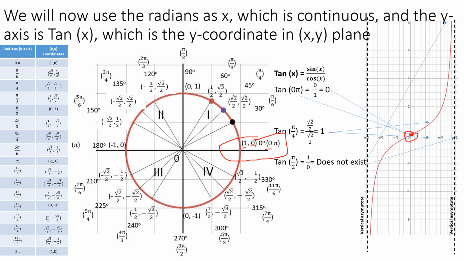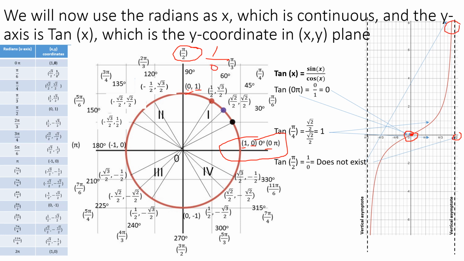And then if we go all the way to pi over 2, it's interesting. Here's pi over 2. Here's pi over 2. Well, the problem is, remember, tangent x is sine x over cosine x, which in this case would be 1 over 0. And that is why we have a vertical asymptote.